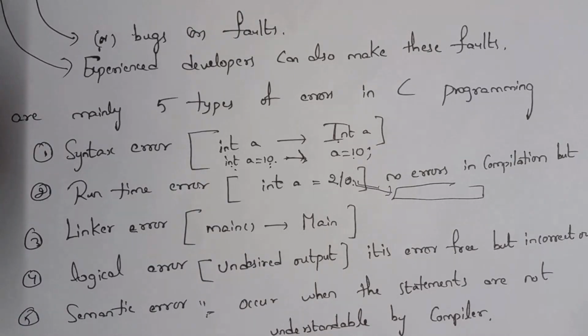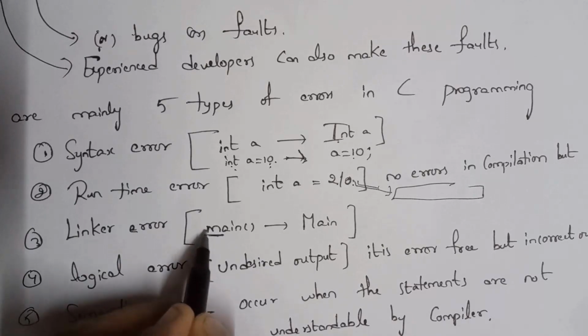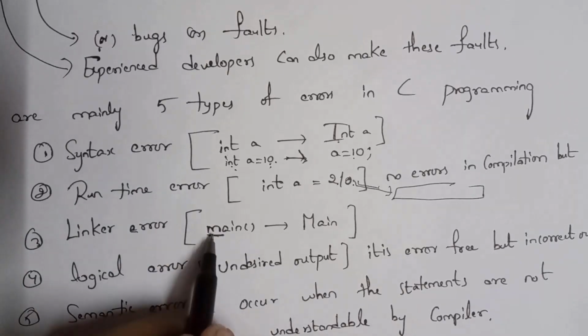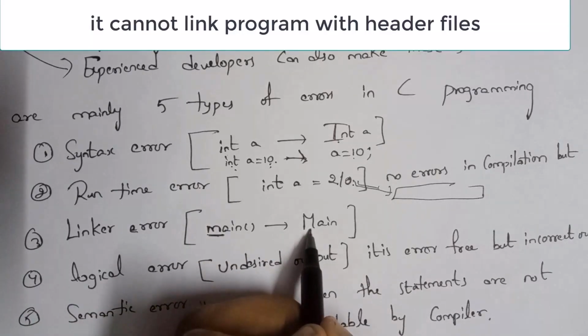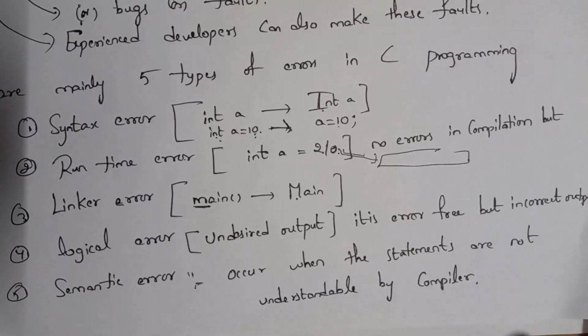Third one is linker error. Actually, in the main function you need to write m as small letter, but instead of taking m as small, if you write here M capital, then it is considered a linker error. And the fourth one is logical error.